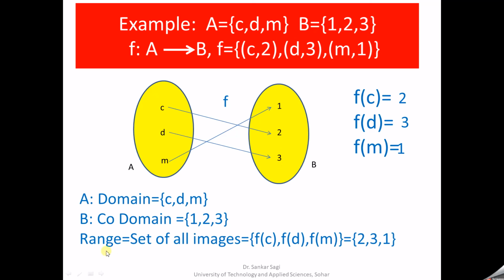Next, the definition of range. Range is the set of all images. So we find the images of all the elements in the first set. Element c has image 2; f of c is equal to 2 indicates the image of c is 2 under this function f. The image of d is 3 and the image of m is 1.